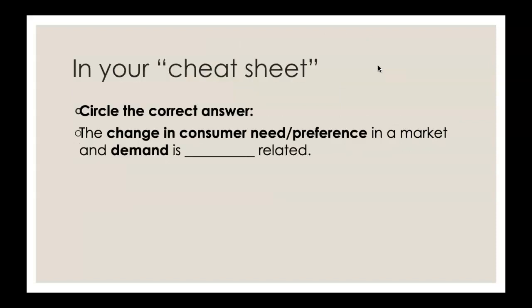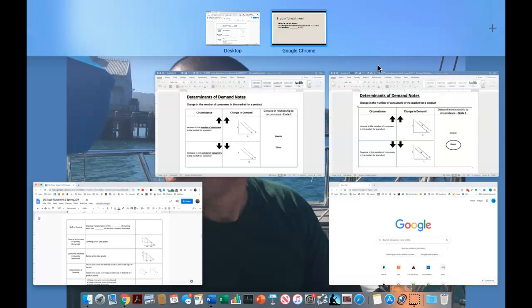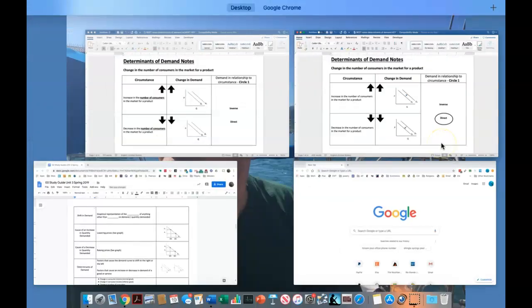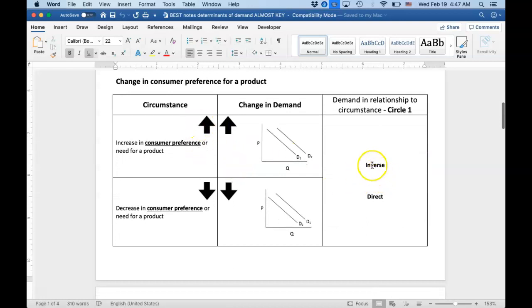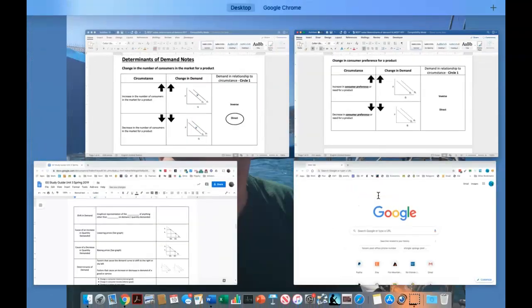So in your cheat sheet, circle the correct answer. Oops, wrong one. Is this an inverse or direct relationship? If you answer direct, you're correct.